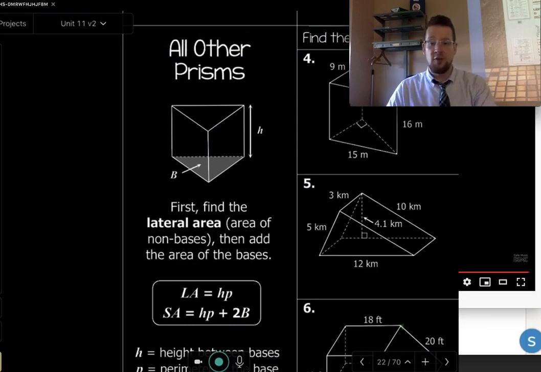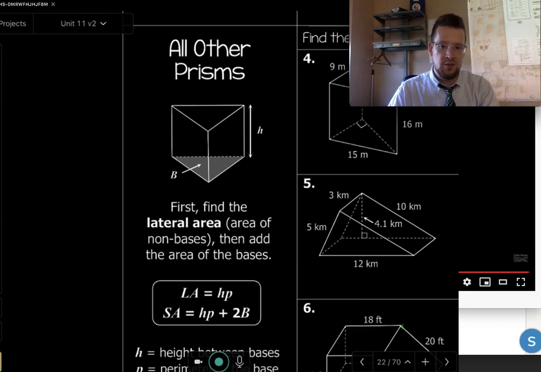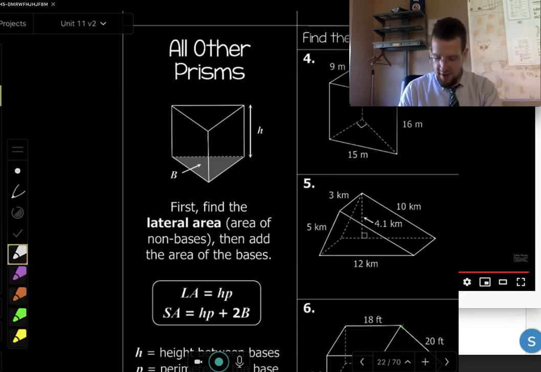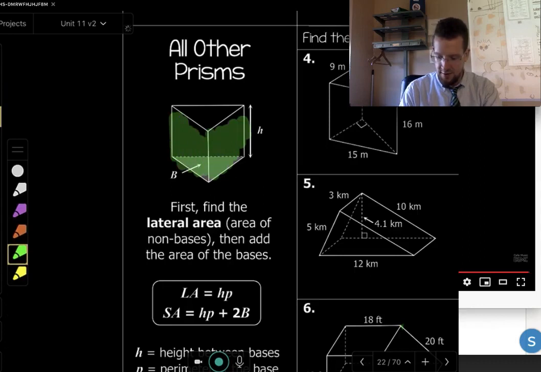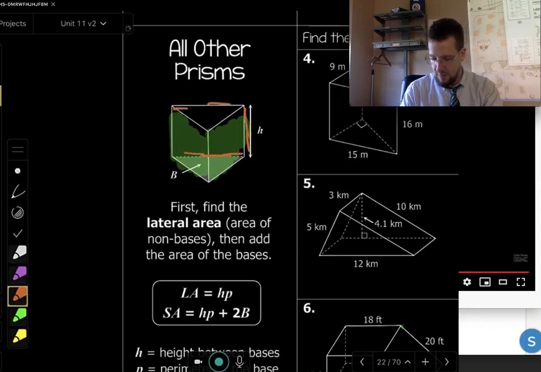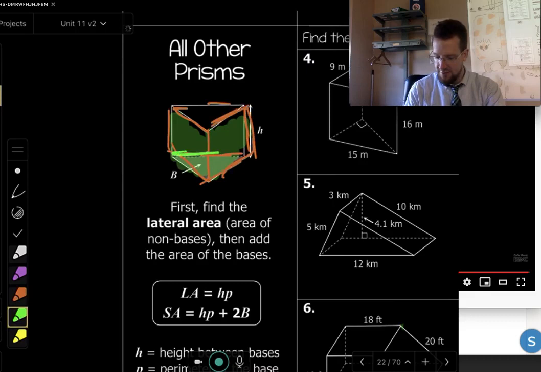So let's look at our first real surface area. These are of prisms, and for prisms, we need to find the lateral area. Again, this is the area that is not the base. So my lateral area is these pieces here in green, and then this one in the back. It's all of these pieces that aren't the base. This is the base. This is the base.